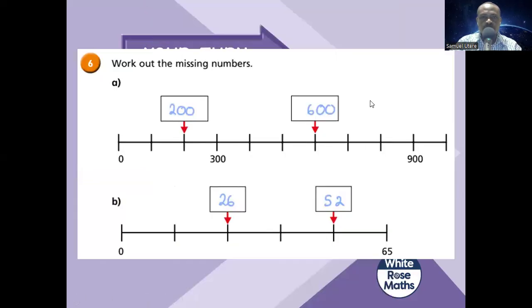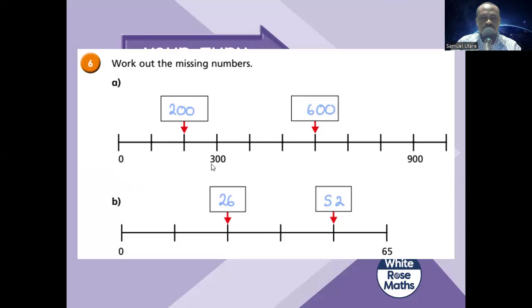Here is the answer to question 6. Here you're told to work out the missing numbers. The method is the same. We can use the information that we have 300 as the difference between 0 and 300. And then we have 1, 2, 3. So we have 3 intervals.